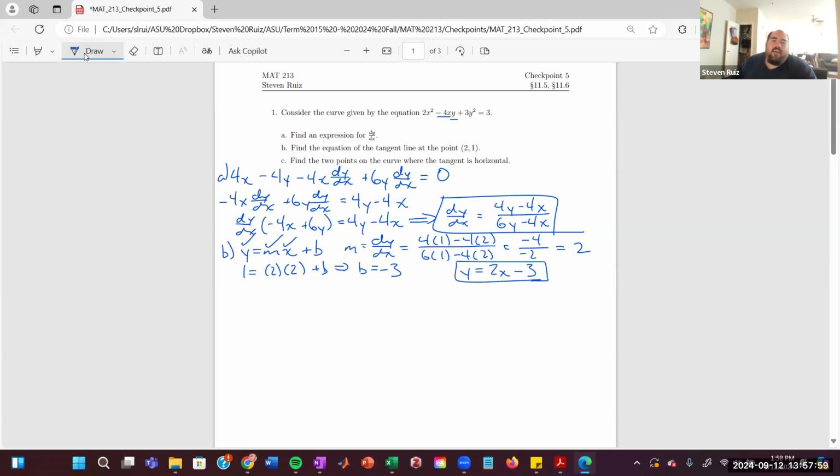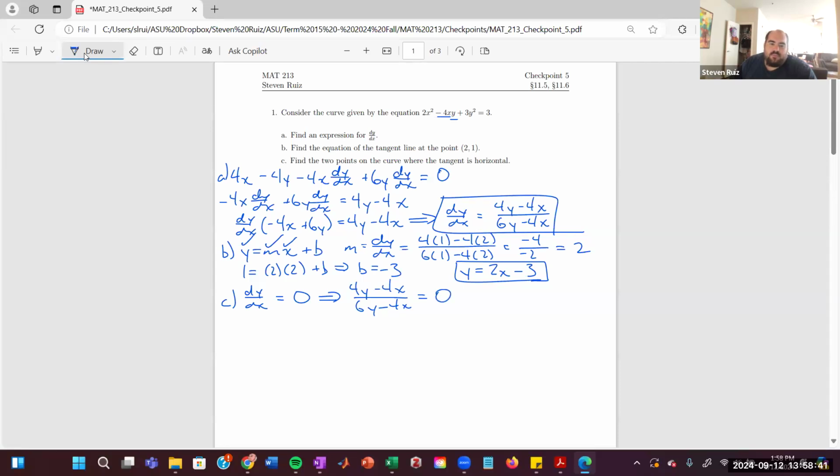All right, good. And our final part here, I want to find 2 points on the curve where the tangent is horizontal. So think back to our life before we had to think about implicit differentiation. What does it mean when the tangent to a curve is horizontal? Well, if it's horizontal, it's going to have a slope of 0. So I can use that same reasoning here and say that dy/dx equals 0. And I have an expression for dy/dx: (4y minus 4x) over (6y minus 4x) equals 0.